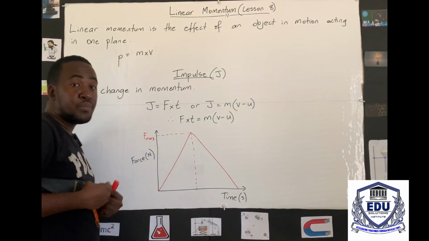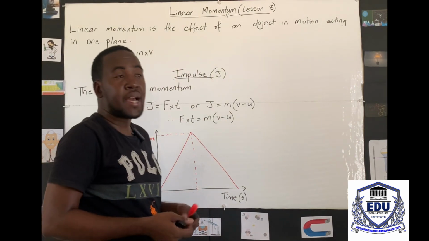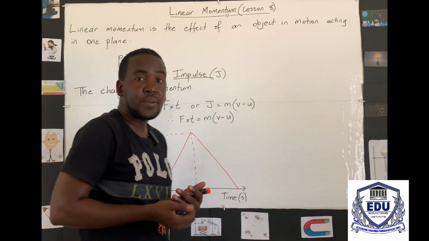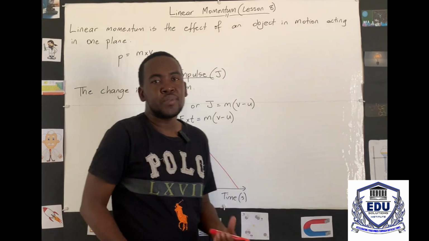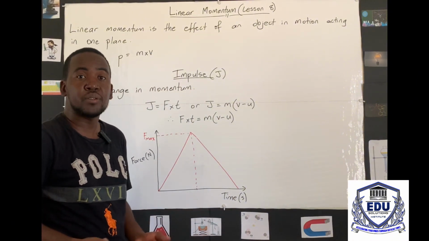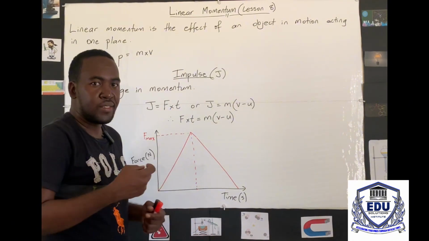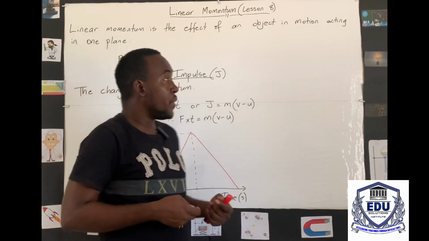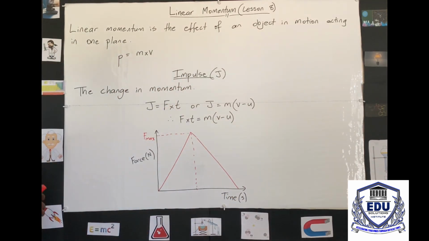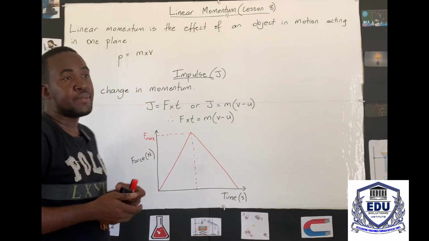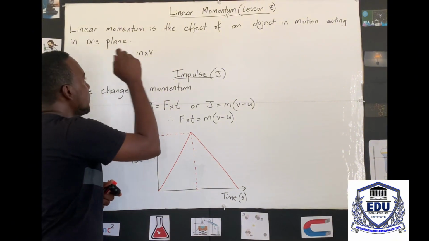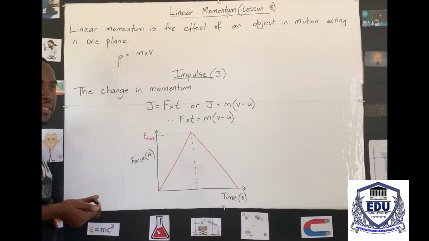So therefore, objects moving will actually have what we call momentum. If you're not moving, then your momentum is zero. So in order for you to have momentum, you have to be moving. The more you move, the more your momentum is. Right? Now, the equation for momentum is that P is equal to mass times velocity. Now, the P represents momentum, mass is m, and v is velocity.